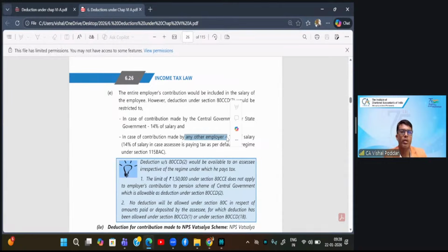So in old scheme, for employer's contribution, there are two percentages. If employer is central or state government, then you have 14% of salary as the amount of deduction. If the employer is any other, means private employer, then under the old scheme, you have 10% of salary as the limit. However, if you are in the new scheme, it will be 14% of salary for all employers. So first point, new scheme allows you only three deductions. Out of this, the first deduction is this one, 80CCD2, that is employer's contribution. This is the first point.